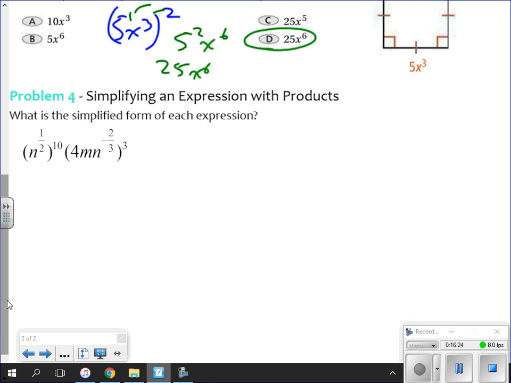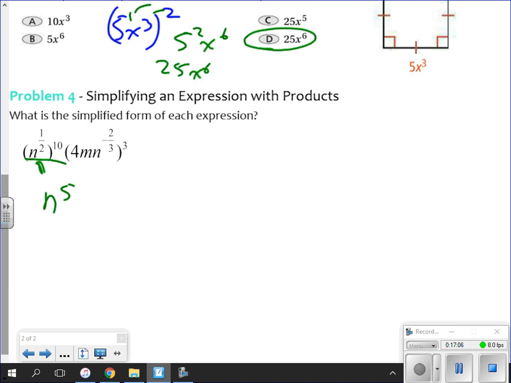One step at a time, one part at a time. This looks extremely overwhelming, but it's not if you take it piece by piece, step by step. First thing I'm going to do: I've got n to the 1/2 raised to the 10th power. What do I do with the 1/2 and the 10? Yeah, I multiply them. When I raise a power to a power, I multiply the exponents. What is half of 10? 5. So that gives me n to the 5th for that part. That was easy, right? First step.